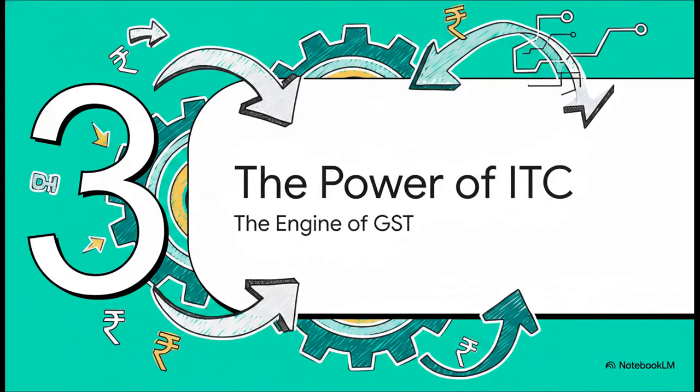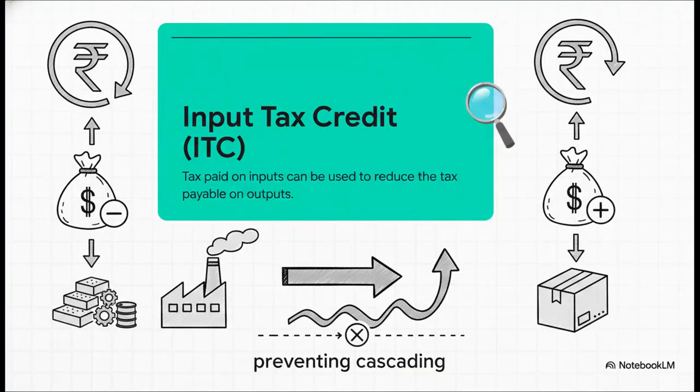All right, Section 3, the power of ITC, the engine of GST. Listen, input tax credit, or ITC, is the beating heart of this entire system. Without it, the whole thing falls apart. Simply put, the tax you pay on your inputs can be used to reduce the tax you owe on your outputs. Think of it like a discount coupon for the taxes you've already paid.